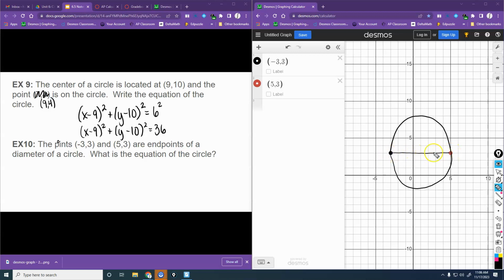So looking at that graph, what would the coordinates of the center be? I think that's a 3. Let's see, that's 1, 2, 3, 4. 1, 2, 3, 4. Yeah. So my center is right there at 1, 3. Okay. What would the length of the radius be?